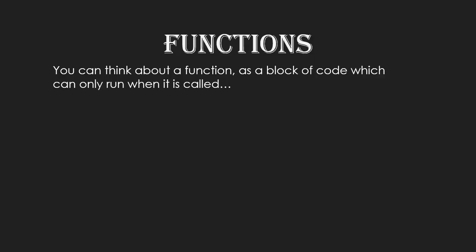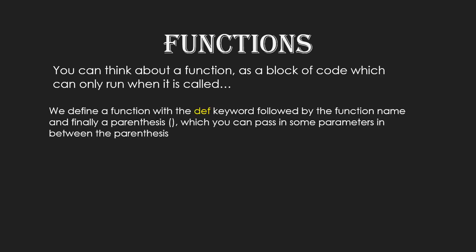Functions in Python. You can think about a function as a block of code which can only run when it is called. Unlike variables in Python that store a value, functions act like variables, but they don't just store values, but rather store multiple blocks of code that can be executed when the function is called. We define a function with a def keyword followed by the function name, and finally a parenthesis, in between which you can pass in some parameters.